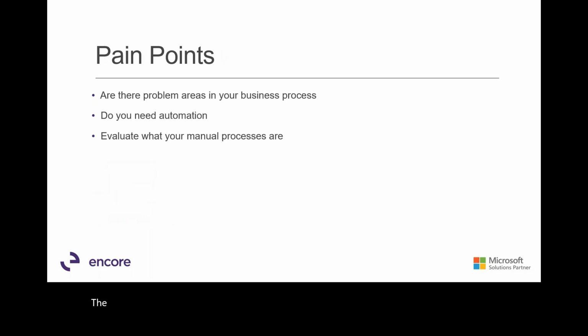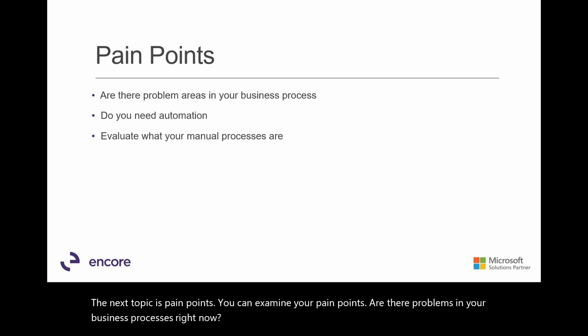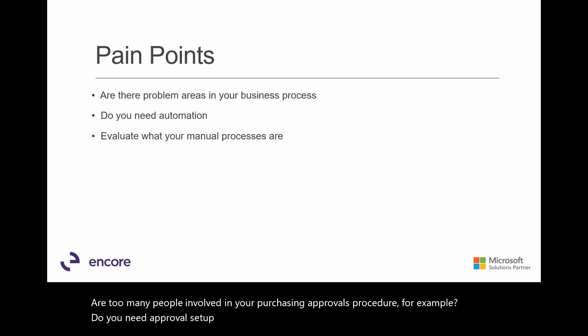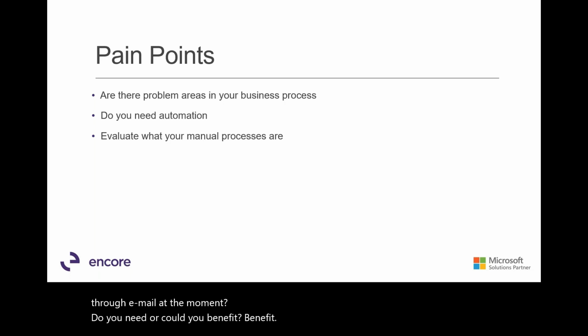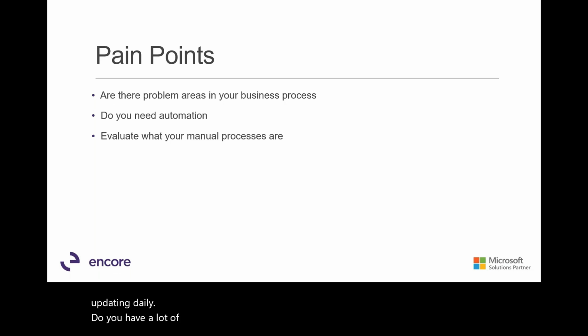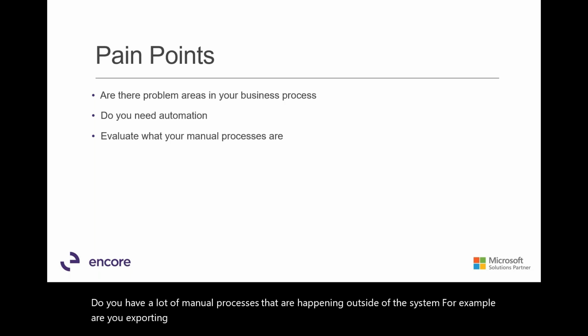The next topic is pain points. You can examine your pain points. Are there problems in your business processes right now? Are too many people involved in your purchasing approvals procedure, for example? Do you need approval set up for new customers or new vendors? And that's all being tracked through email at the moment. Do you need or could you benefit from automation? For example, currency exchange rates, updating daily. Do you have a lot of manual processes that are happening outside of the system? For example, are you exporting and compiling data for reports?